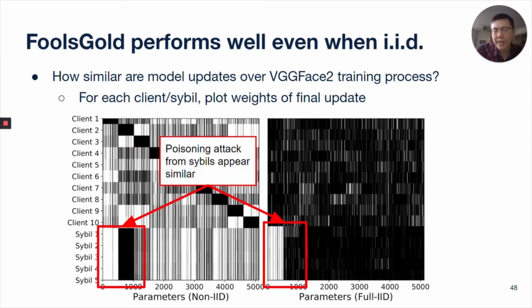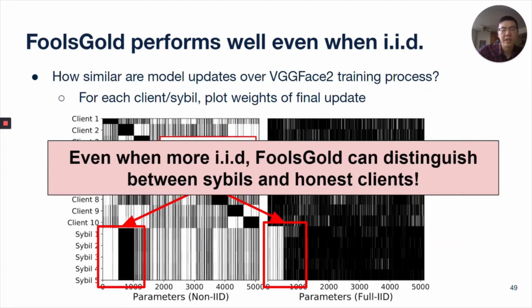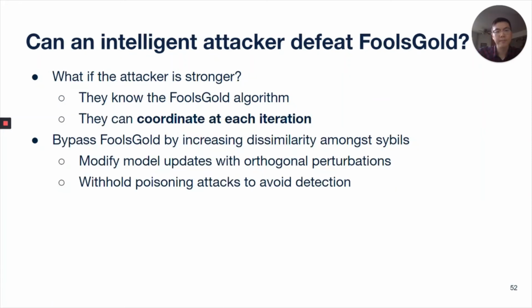However, due to the nature of the targeted poisoning attack we execute on FoolsGold, it is still possible in both the non-IID and the full IID case to detect poisoning attacks, as sybils still appear similar in this setting. So even though we rely on the non-IID cases, as the data becomes increasingly IID, FoolsGold is able to distinguish between sybils and honest clients with some effectiveness.